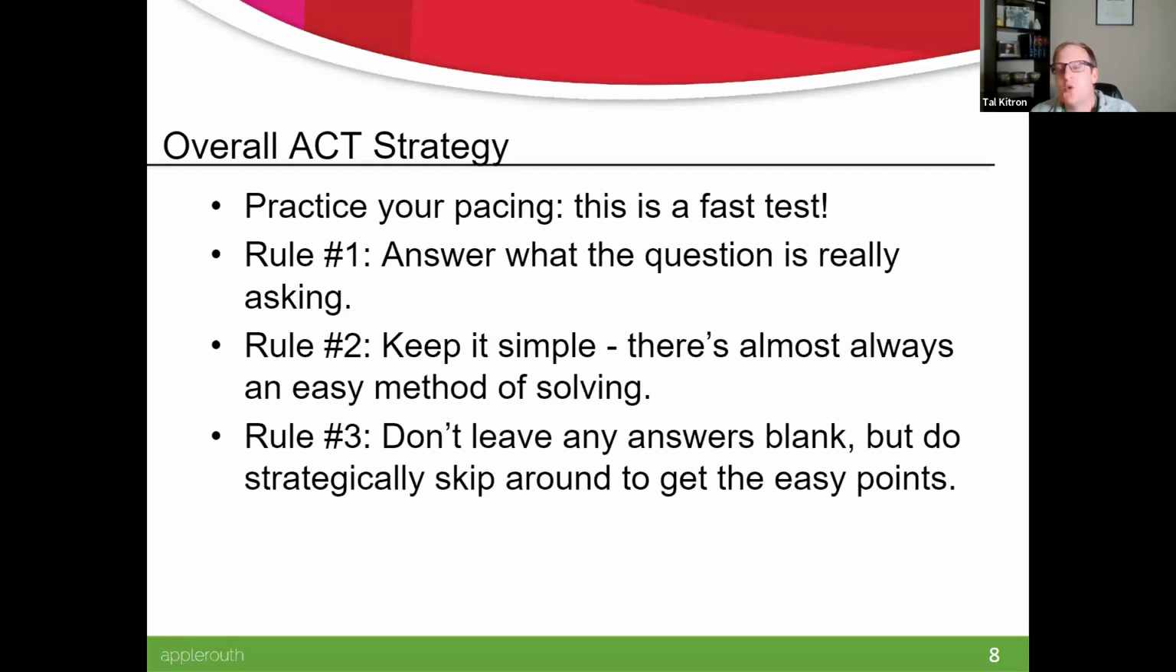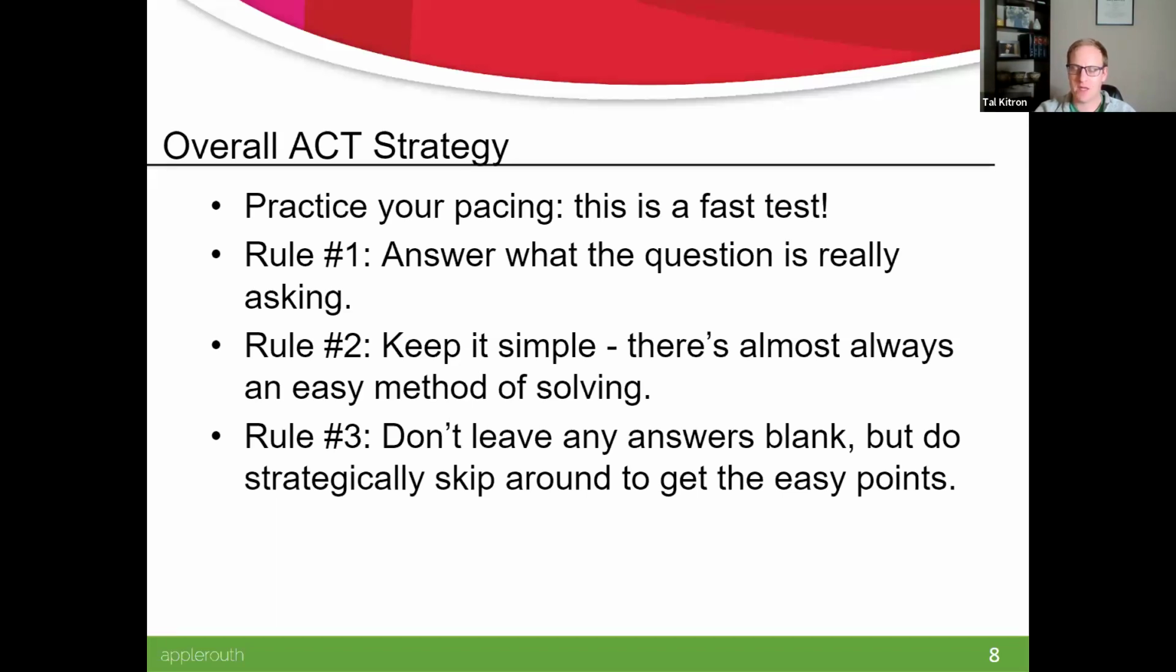And finally, because there's no guessing penalty, don't leave any answers blank. That doesn't mean you have to go in order. So if you see a question and you're like, oh gosh, I missed this unit in geometry, it's been 3 years, don't spend 5 minutes trying to remember it. Skip it, bubble in D or E or whatever, and just move past it. Prioritize easy points and get as many as you can.